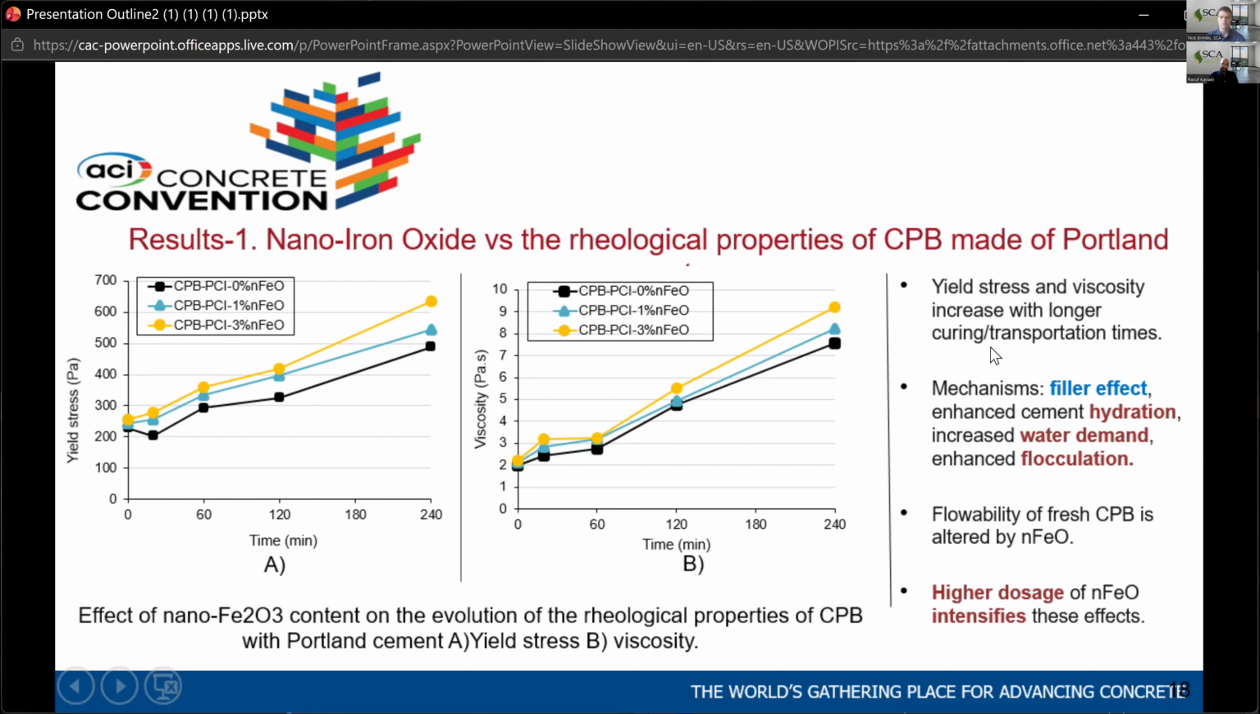So the yield stress and viscosity increase with longer curing and transportation time. The mechanism is a filter effect. This is what I explained to you as a filter effect. It enhances cement's hydration, increases water demand, and enhances flocculation. Flowability of fresh CPB is altered by nanoparticles, iron nanoparticles. A higher dosage of iron nanoparticles intensifies these effects.